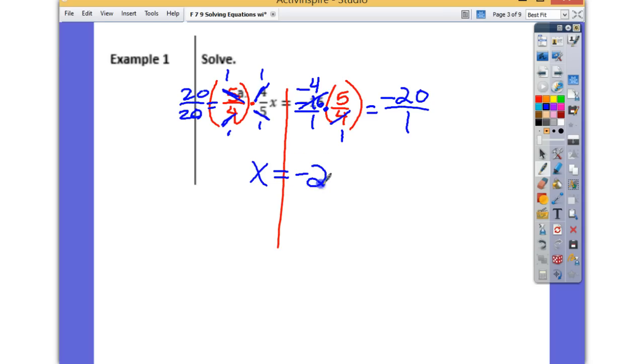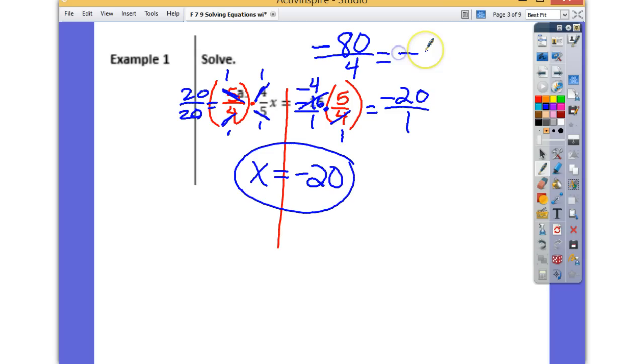so our answer is negative 20. Now if you don't want to do the simplifying, because you guys are allowed to use your calculators, on your calculators, do your numerator. What did you get? Negative 16 times 5, you get a negative what? Divide that by 4, you get a negative what? You get a negative 20. So either way, you get the same answer, whatever you're most comfortable with. With the least amount of errors, I should say also.